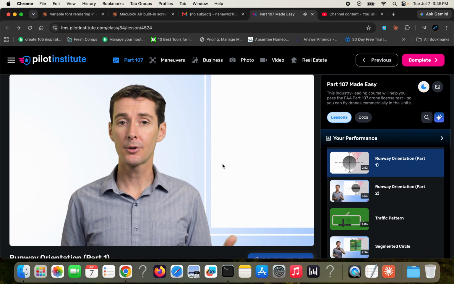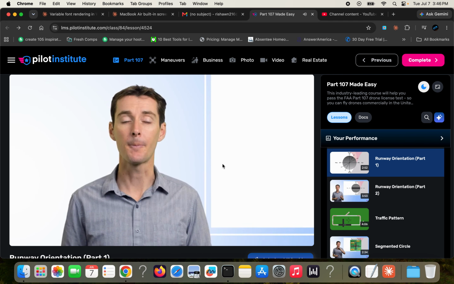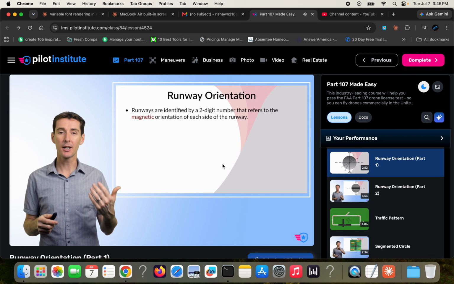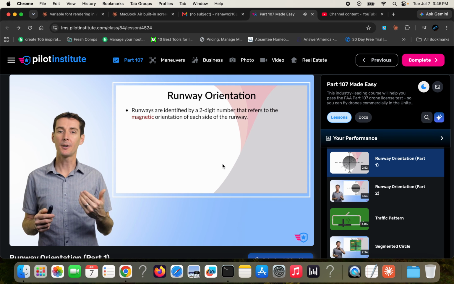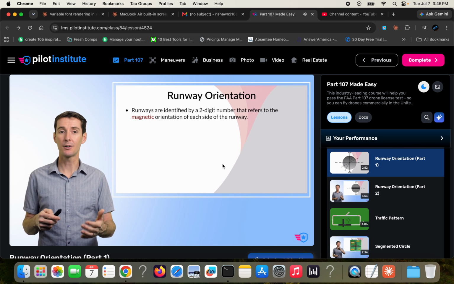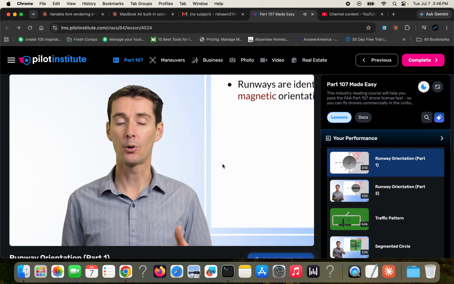The reason I talked about true and magnetic north is because we have to talk about runway orientation. Each of the runways is oriented based on a magnetic number. It's always based on magnetic. If you can't remember that, just remember what pilots are using inside of their airplane. They're using a magnetic compass, something that is in reference to the magnetic north. So the runways are going to be oriented using magnetic orientation.